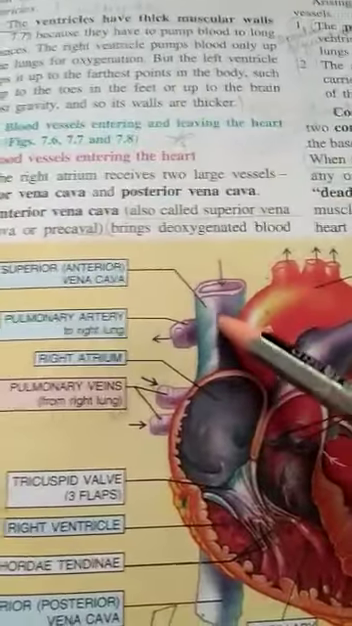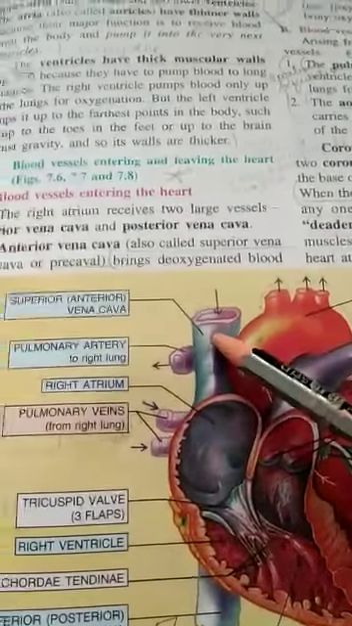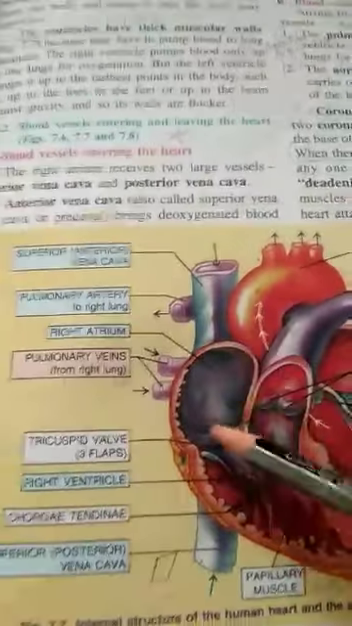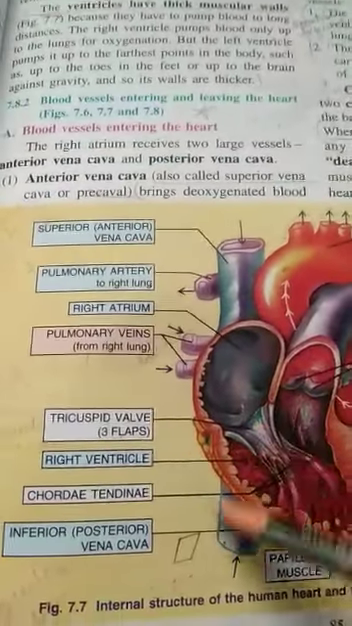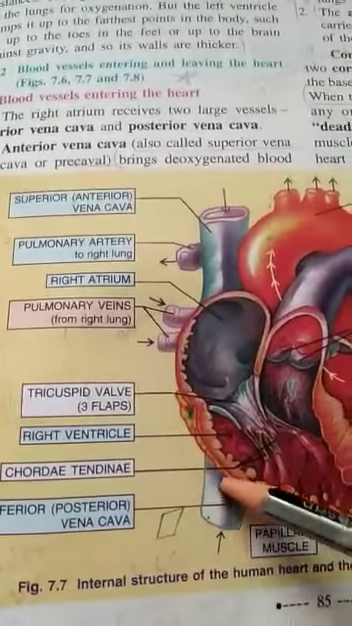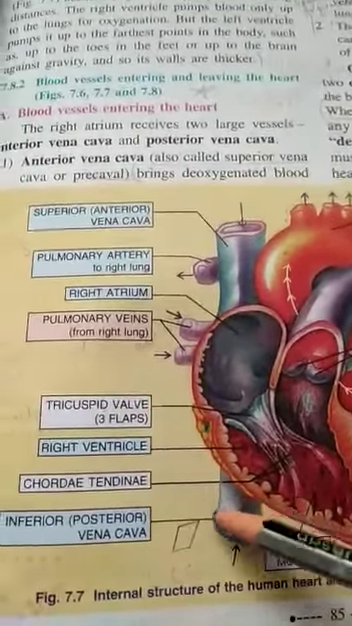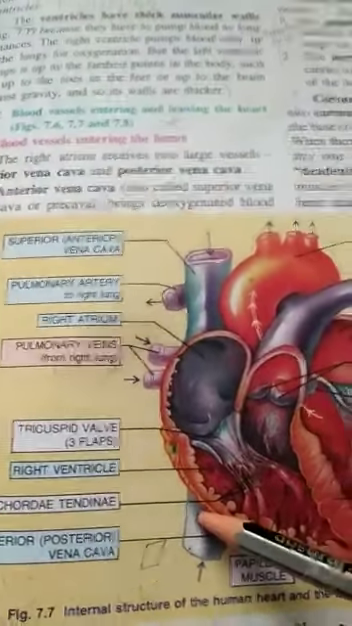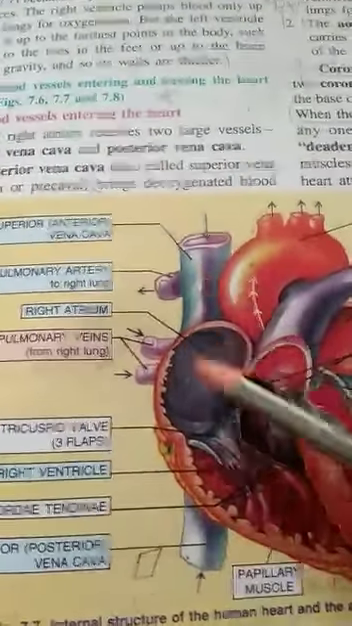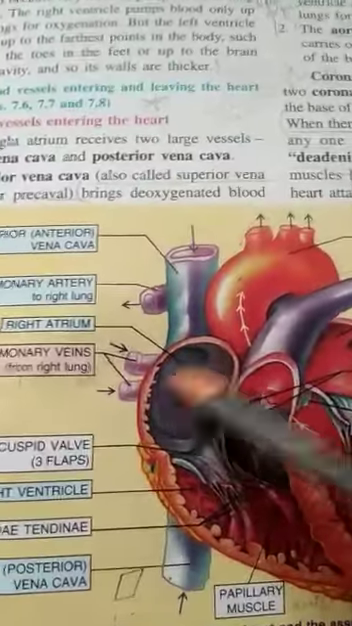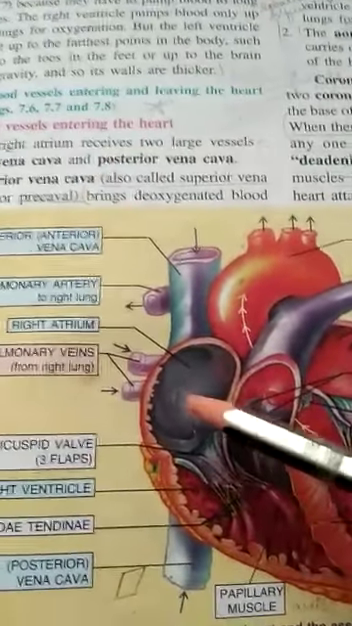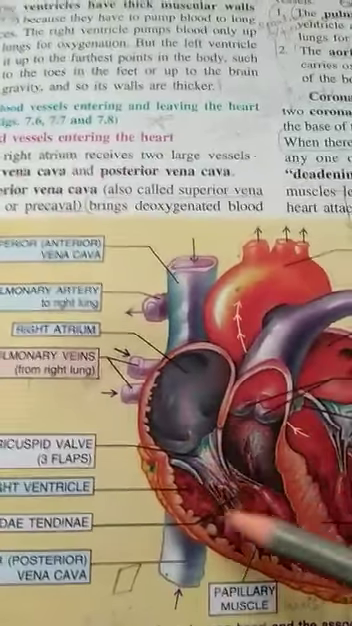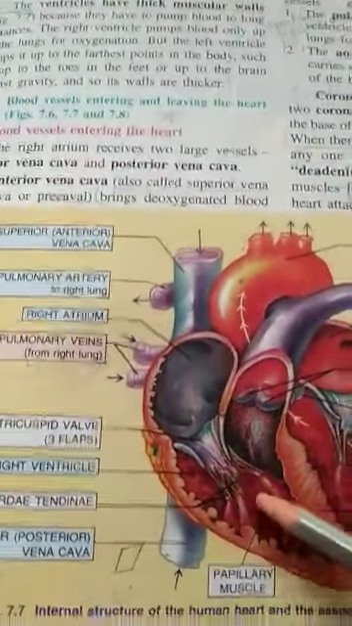Superior vena cava keeps on receiving deoxygenated blood from the head and arms region, and inferior vena cava, this one you can see, keeps on receiving from the lower portion of the body, below the arms. Whatever the portion is there, it keeps on receiving the deoxygenated blood from there. Then these open into the right auricle. This is the right auricle. From the right auricle, deoxygenated blood moves to the right ventricle.